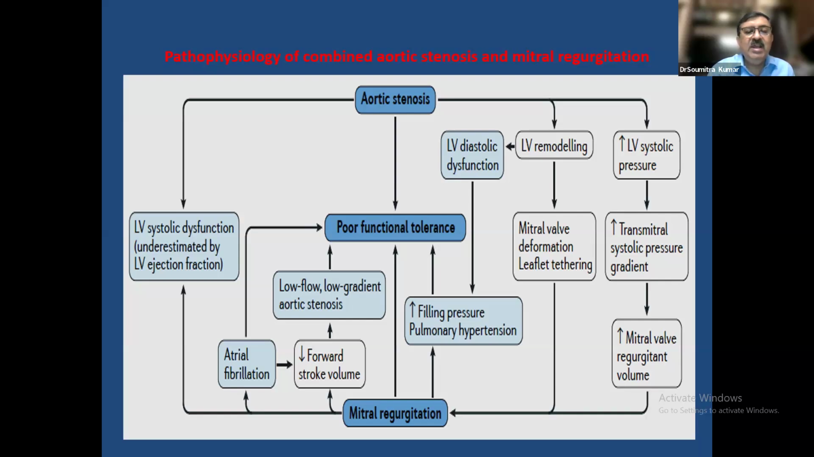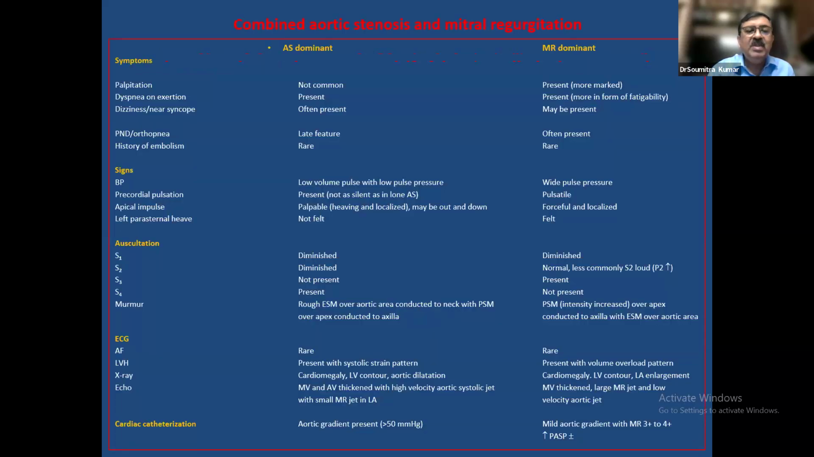And what happens to the AS? We have the forward flow which is affected. So we get a low flow, low gradient aortic stenosis. And we get many patients with early atrial fibrillation. So that is also not to be forgotten. So this is what happens with the combination.